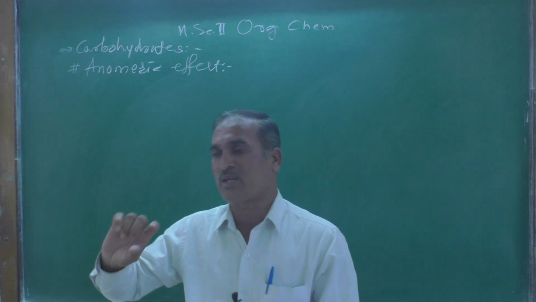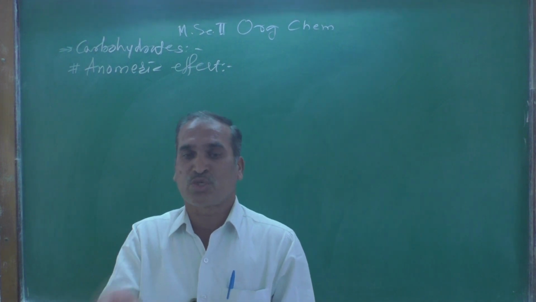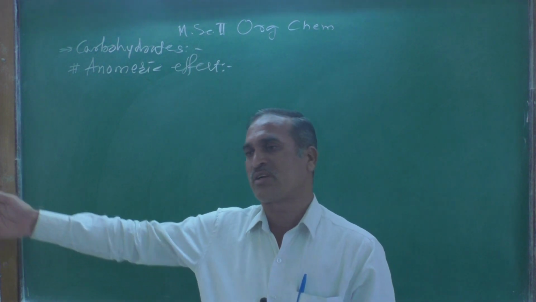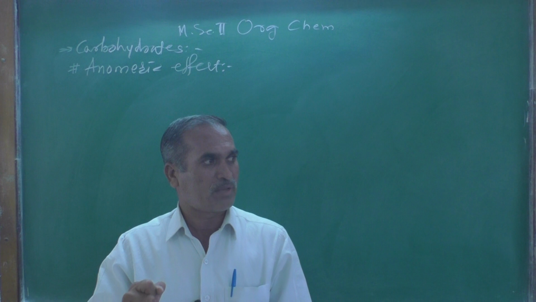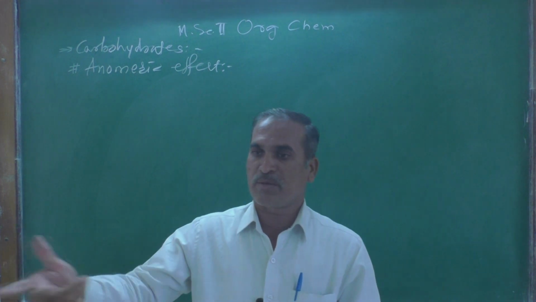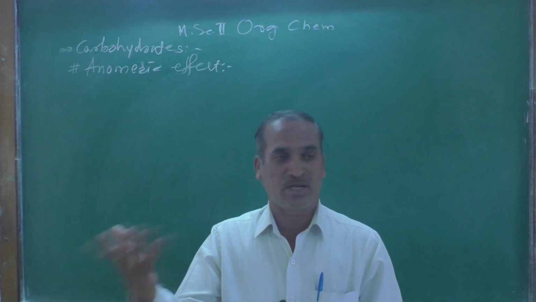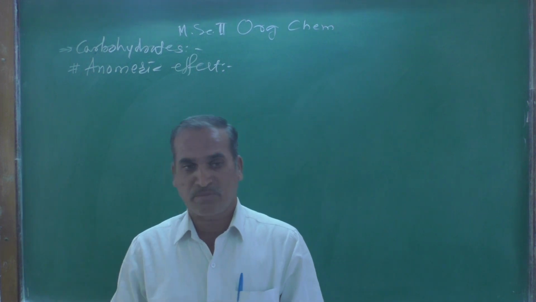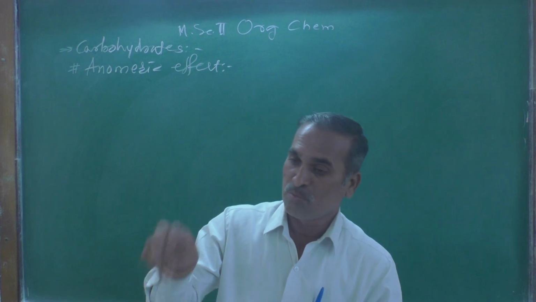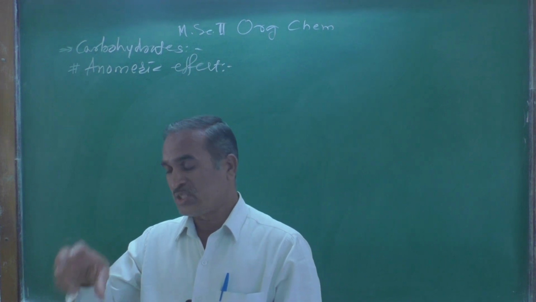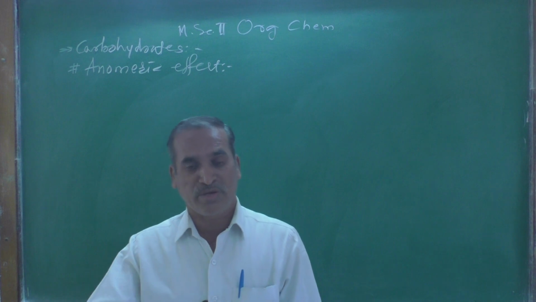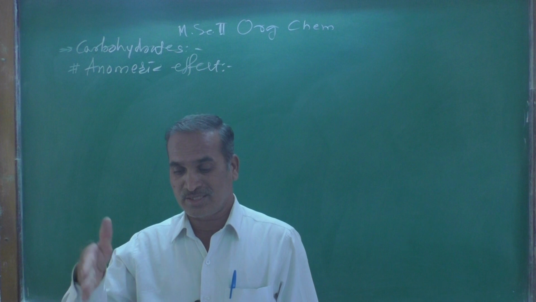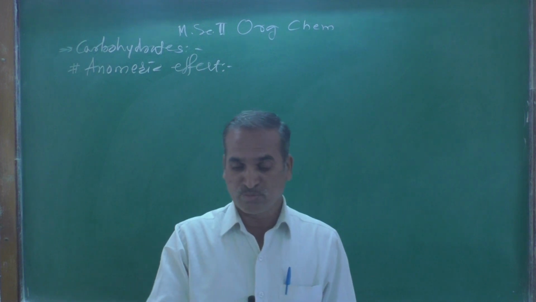And as we know, what does conformation mean? Just by rotating the carbon-carbon single bond, we get different types of conformers. Different conformers are known as conformational isomers. For example, chair conformation, half chair conformation, twist boat conformation, boat conformation. These are some different conformations you already studied in your previous classes.